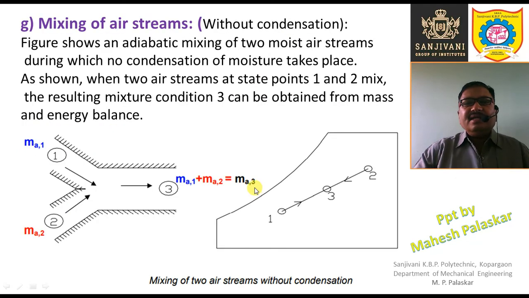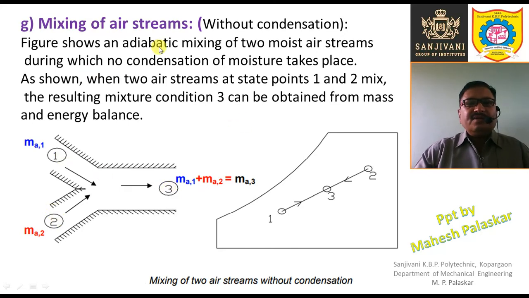Okay, finally let us study the mixing of air streams. This is also one important process. We can mix two air streams. So you can see here that one stream of air is entering through this duct, another stream of air is entering through this duct, and in this duct the mixing takes place. The properties of the moist air after mixing will be different from these two streams, right? So this is 1, 2 and 3. The properties at 3 will be different from 1 as well as 2.